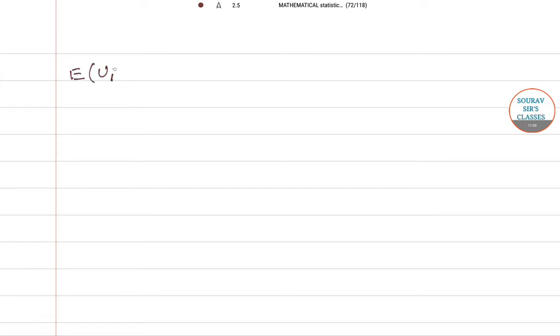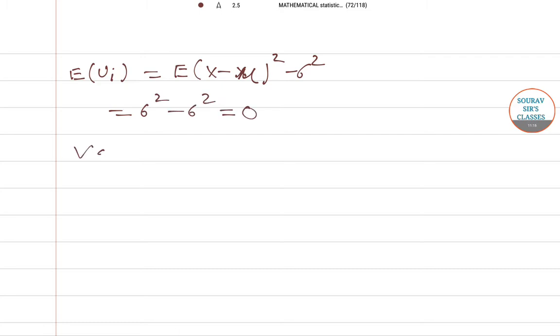So here what we have to do is we'll simply write down: expectation of ui is equal to expectation of (x minus x bar, instead of x bar we can simply write mu) whole square minus sigma square, which is nothing but sigma square minus sigma square, which is 0. Now we have to find the variance of ui.